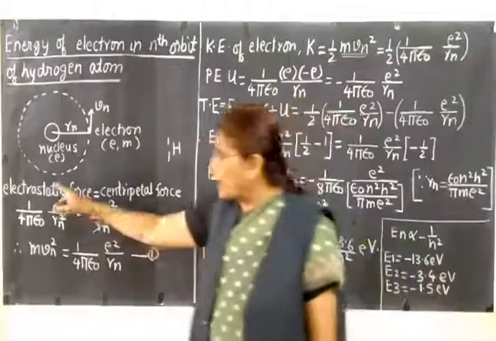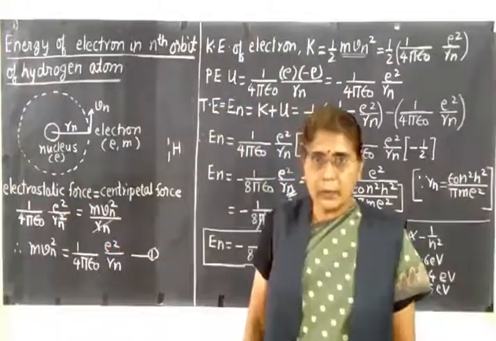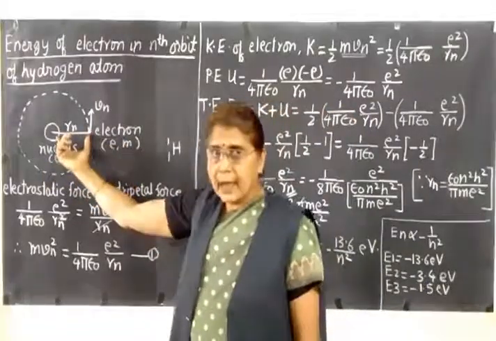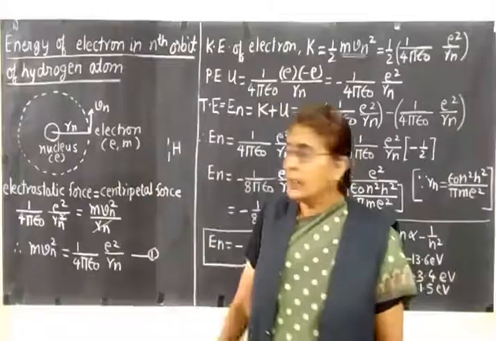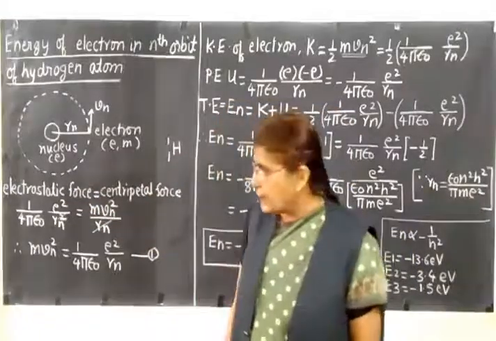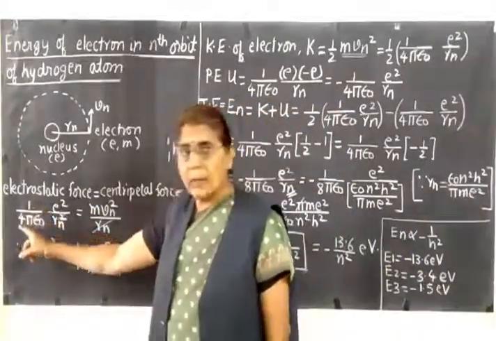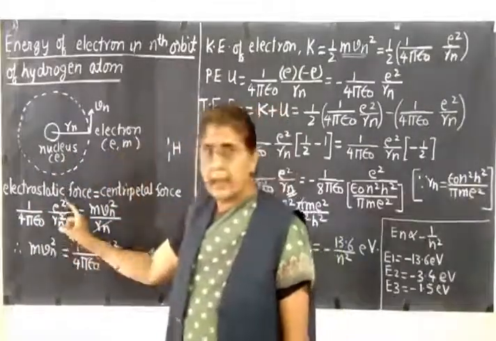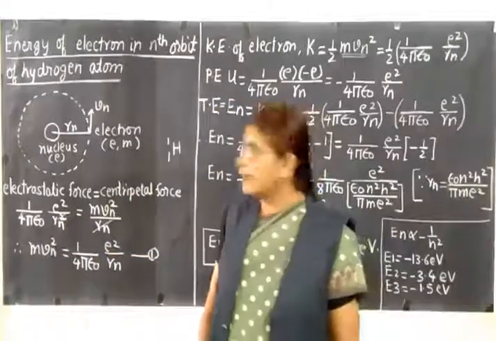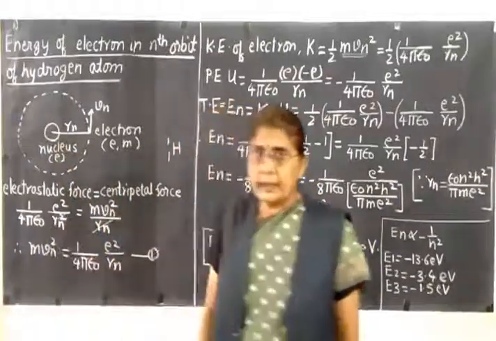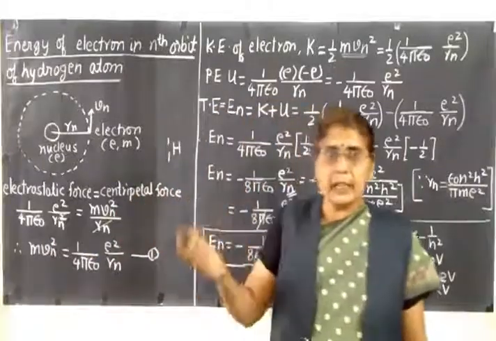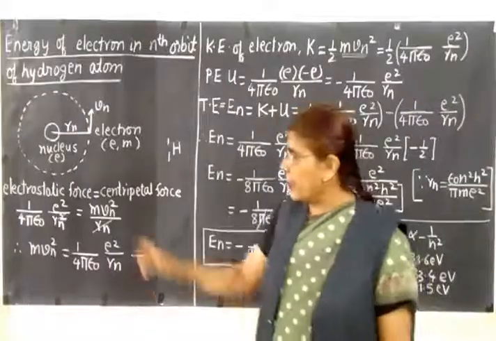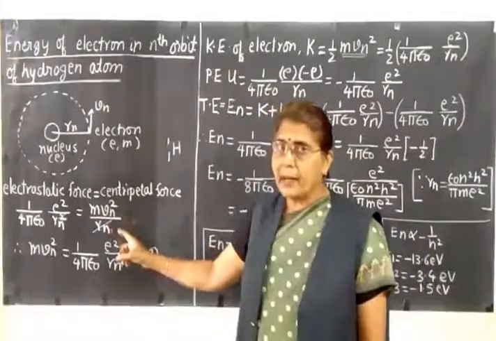Let us find the value of the electrostatic force by using Coulomb's law. Here we have two charges, e and e, separated by a distance Rn. According to Coulomb's law, the electrostatic force is given as the constant 1 upon 4 pi epsilon 0, times the product of the charges, e into e, that is e square, divided by the square of the distance, that is Rn square. This is equal to the centripetal force. In general, the centripetal force is mv square upon r. In this case, it will be m Vn square divided by Rn.